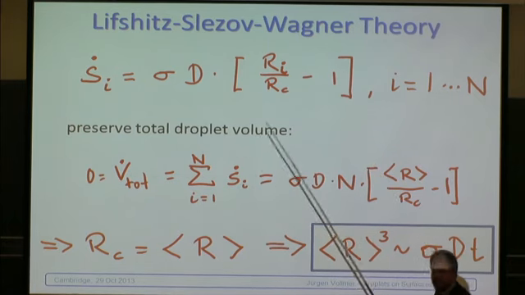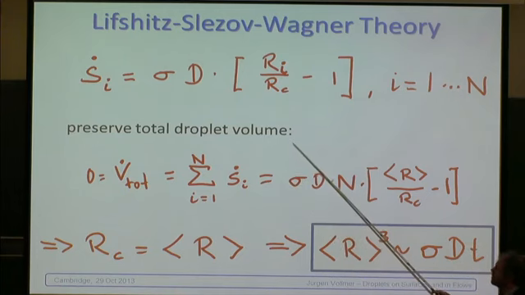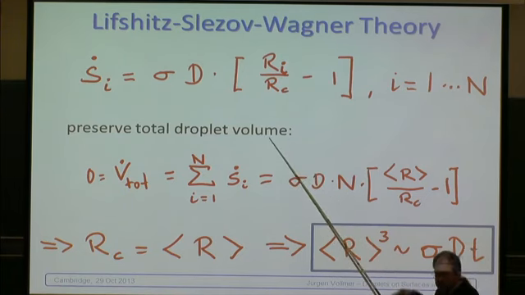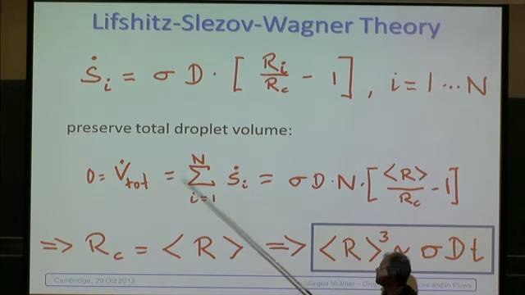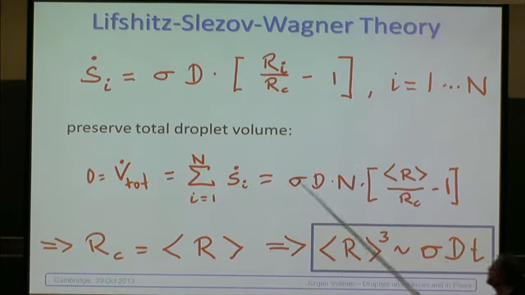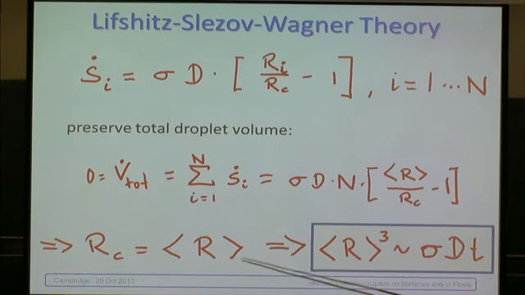And they do that in such a way that they preserve the total volume of the phase if we are in equilibrium. So temperature is fixed. For fixed temperature, the sum of all these V_i dot has to be 0. It's a change of the total droplet volume. You can just insert that here, and what you learn from that is that this critical radius is just the average radius of the droplets. And then you do scaling theory, just as we did for the droplet size distribution, and you get that the average radius cubed grows like sigma d times t. So when you take the time derivative here, then r dot is sigma d over r squared. That's an important message here.